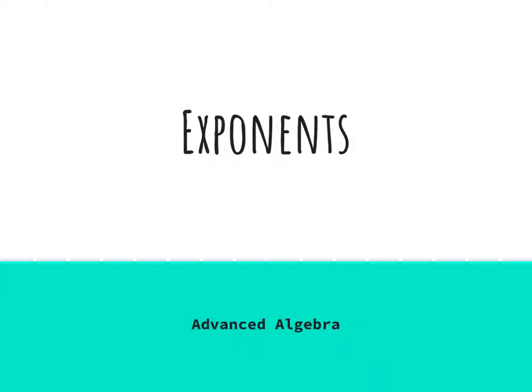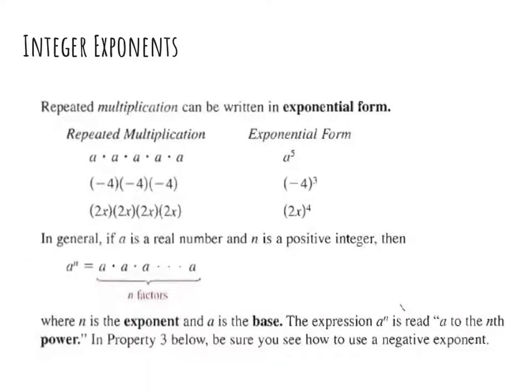In this video, we will begin our review of exponents. Integer exponents. Repeated multiplication can be written in exponential form. For example, we see here a times a times a times a times a. This is a to the 5th power because we have 5 a's.